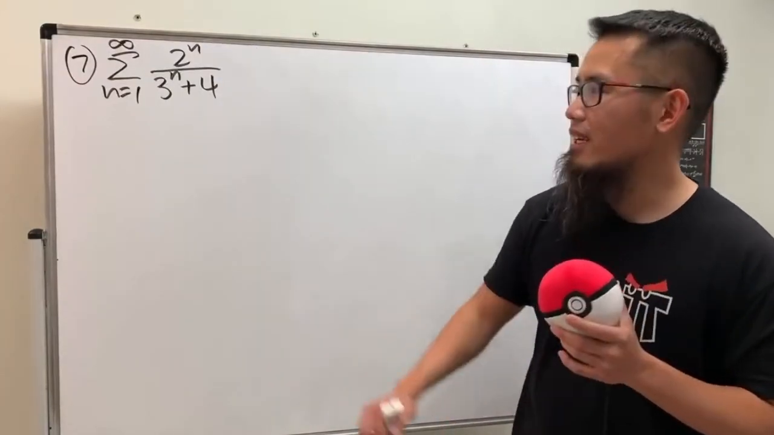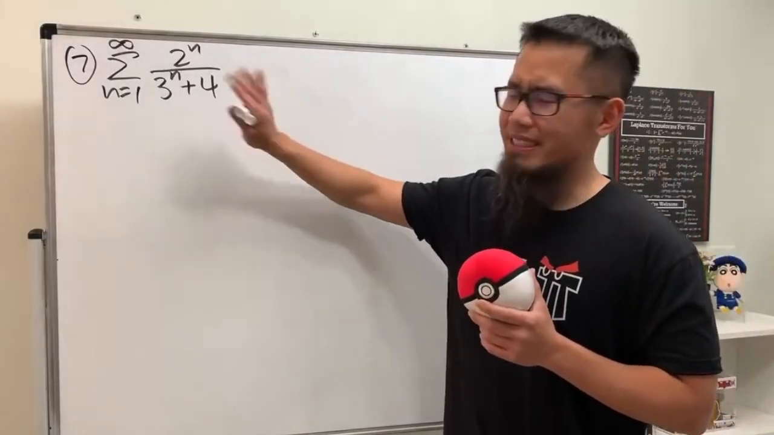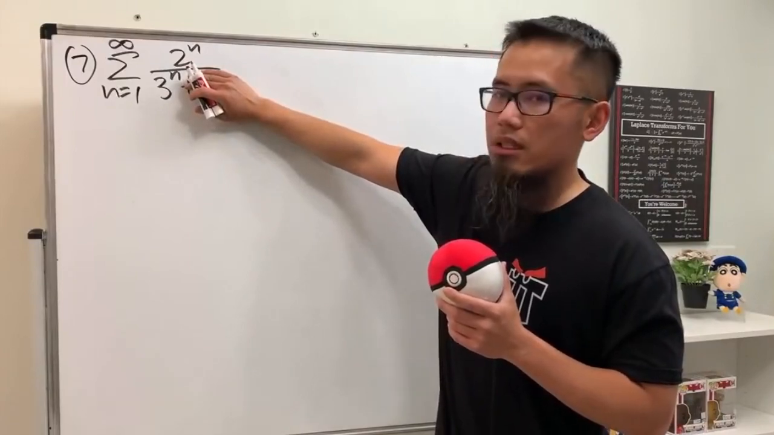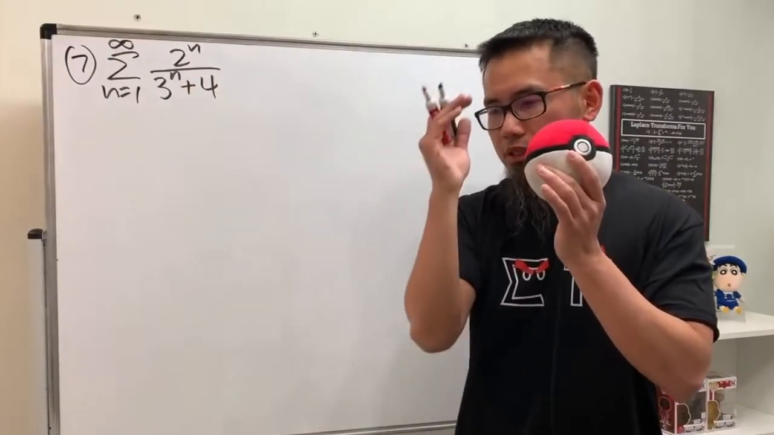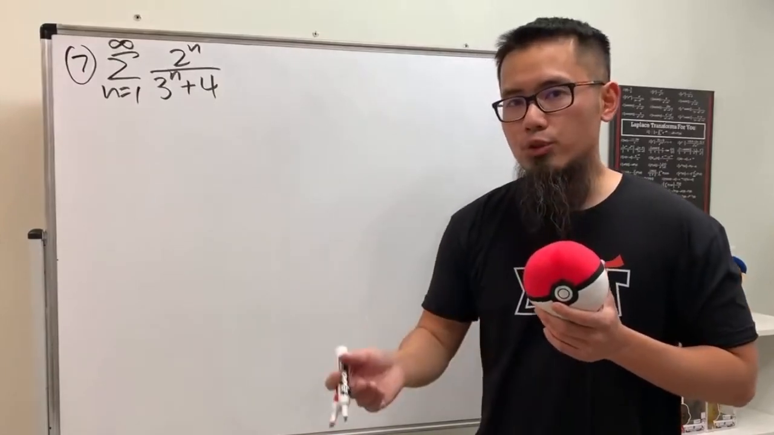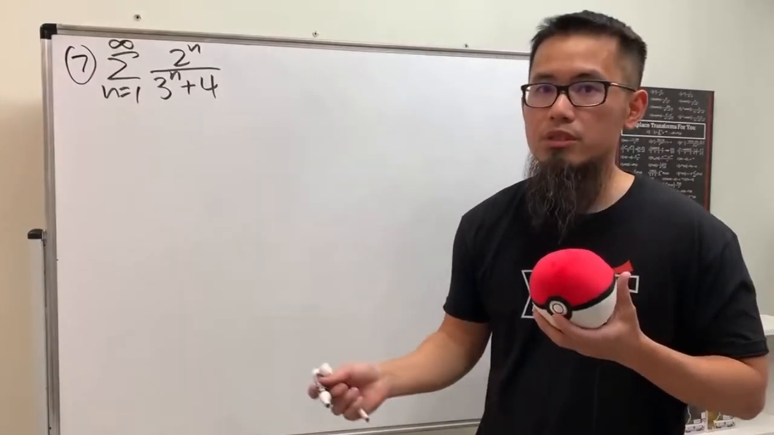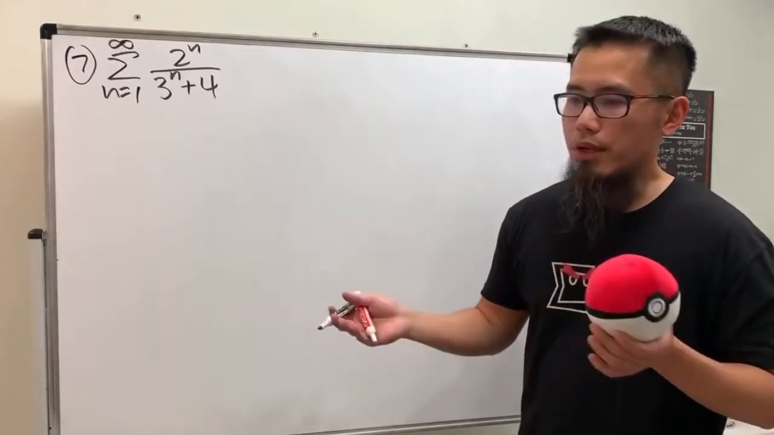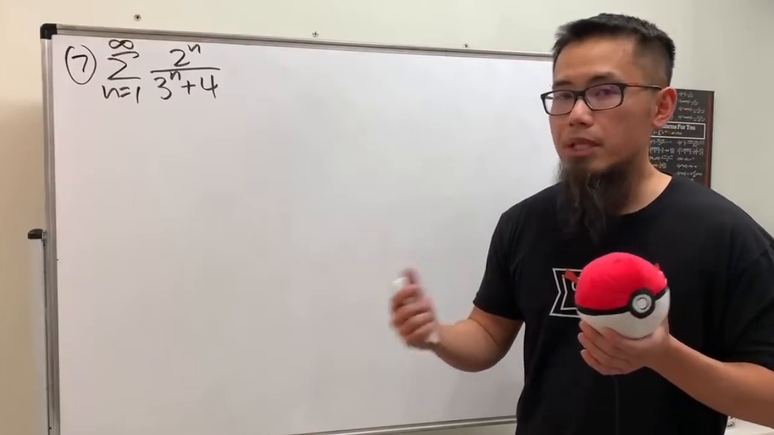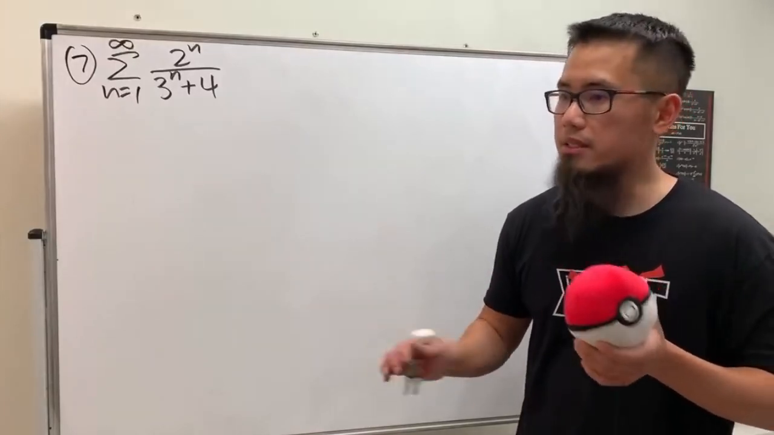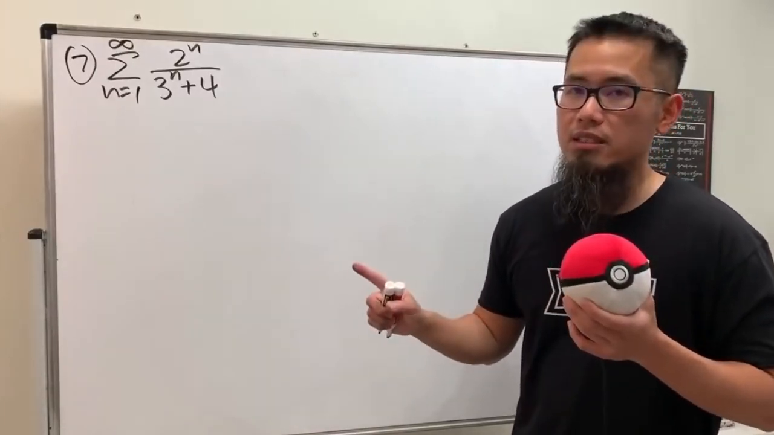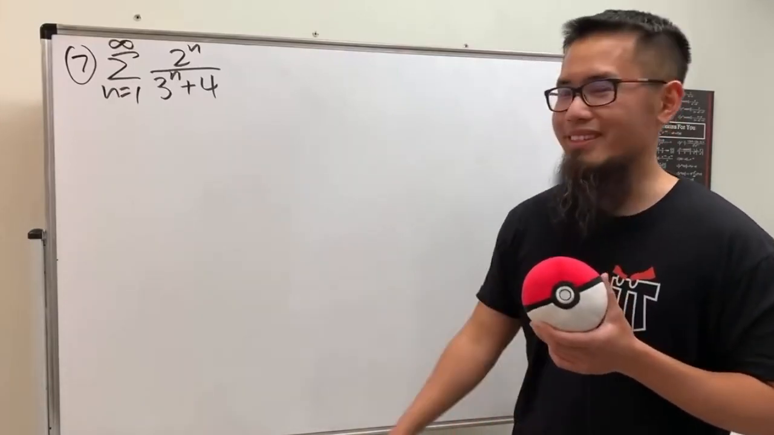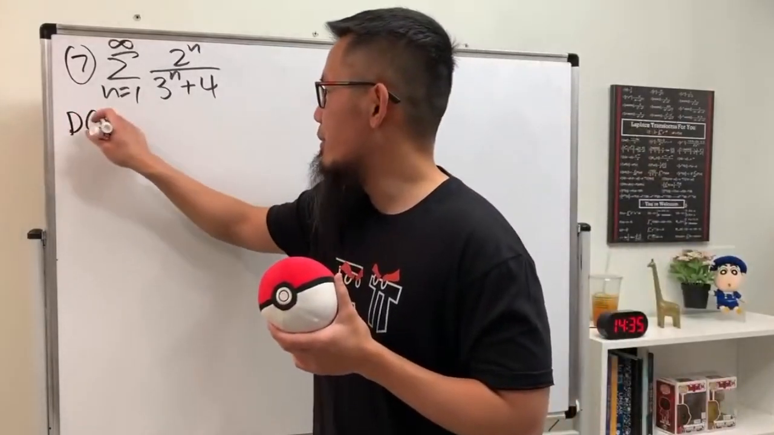It's actually not so bad, because when you have the plus 4, just forget about it. Look at that, 2 to the n over 3 to the n. It's the same as 2 over 3 to the n. That should remind you of the geometric series, right? So let's go ahead and do that. And you have a choice for this one. You can either use the limit comparison test or the direct comparison test. Both of them will work out very nicely. Let's do the direct comparison because we did a limit one earlier. So, direct comparison test.